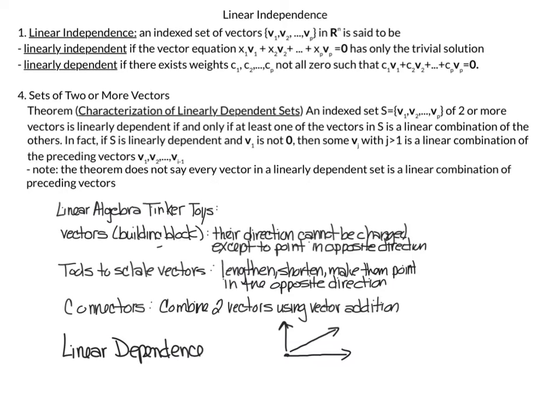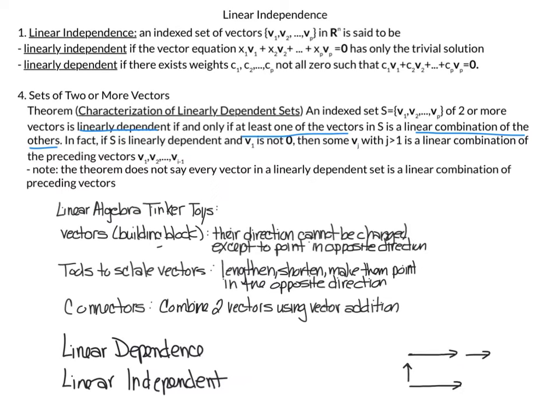So the idea of linear dependence: if a vector is linearly dependent on a set of other vectors, that means it can be made from the other vectors. And so that's exactly what this is saying, that it's linearly dependent if and only if at least one of the vectors is a linear combination of the others. In other words, one of the vectors can be made from the other. So the idea of linearly independent, that means the set of vectors you have can't be made from one another.